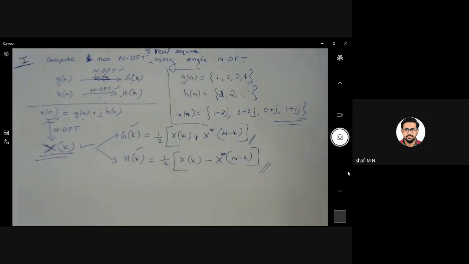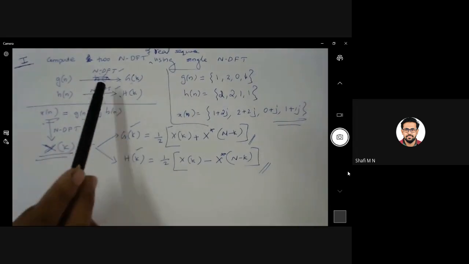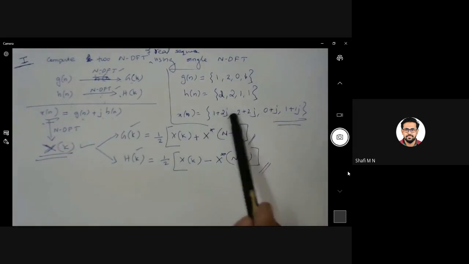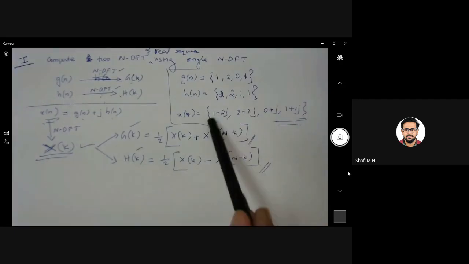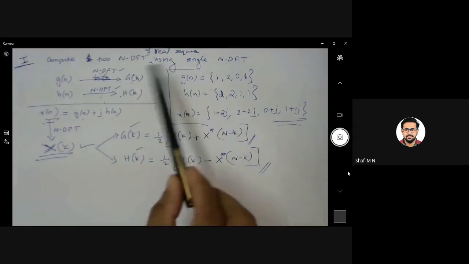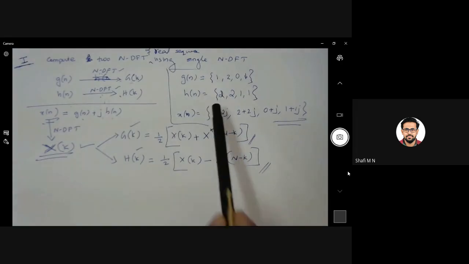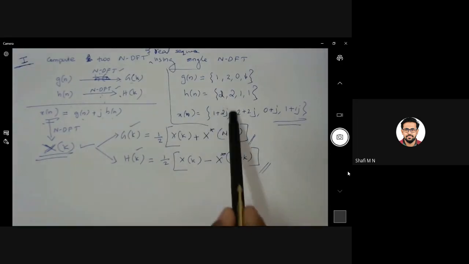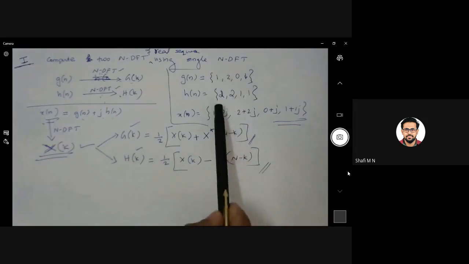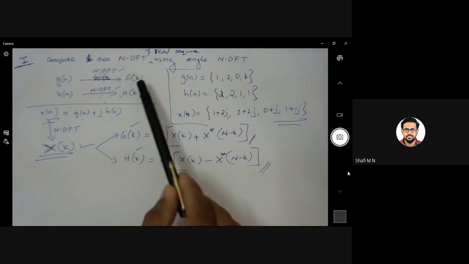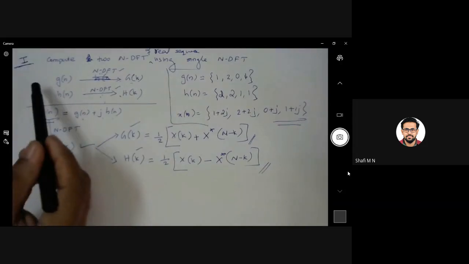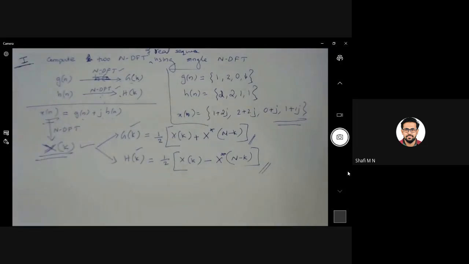It's not always necessary that your sequence is real. See the sequence. This is an imaginary sequence, right? It's a complex sequence. So your sequence can be complex also. So this method is applicable only for real sequences, because you have to combine two real sequences to formulate a complex sequence in this. So if the sequences g of n and h of n are complex, this method is not applicable. Okay, this is only for real sequences. So we can say that consider two real sequences g of n and h of n. You can start like that.